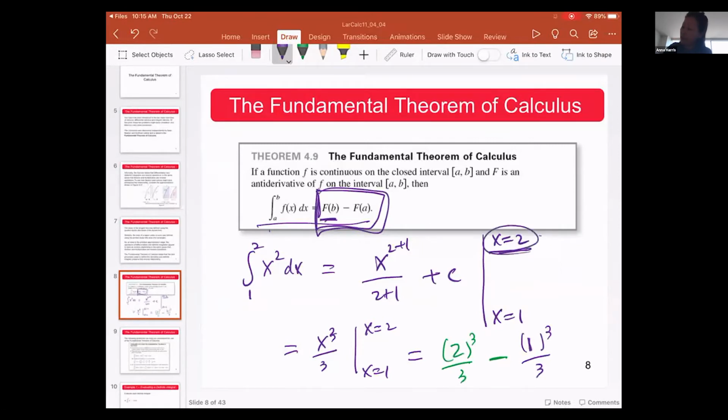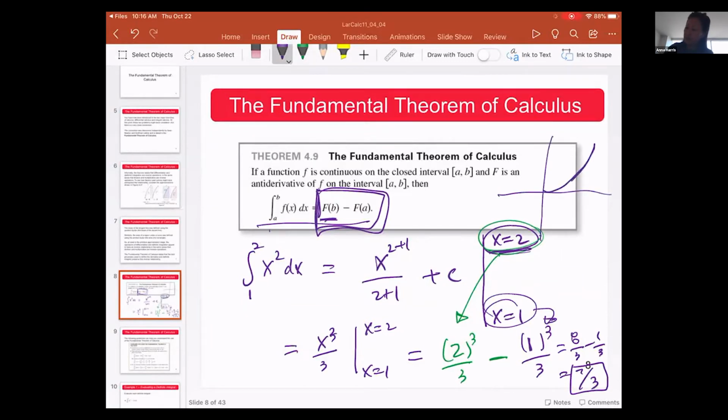Okay, so I'm plugging in this, and plugging in that gives me this. So my answer, my area, is 8 over 3 minus 1 over 3, which gives me 7 over 3. So I found my area. This graph looks like this, and I am only looking at 1, 2, 3. I'm only looking at this part, this area.